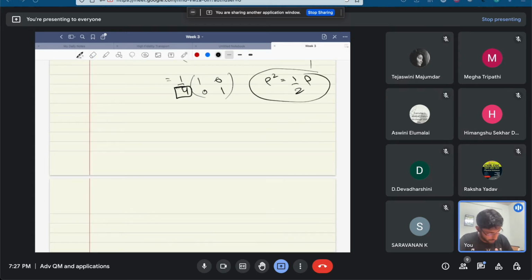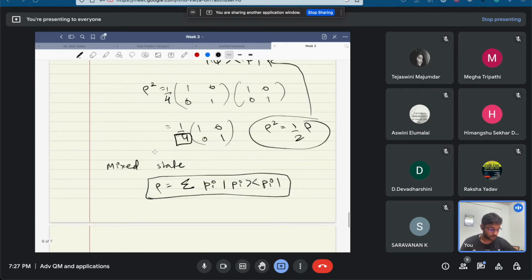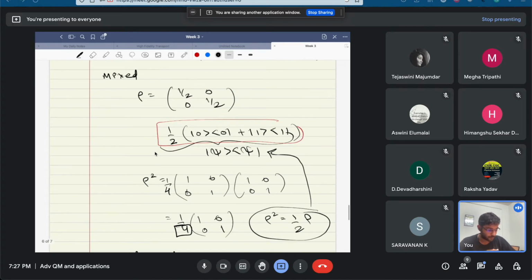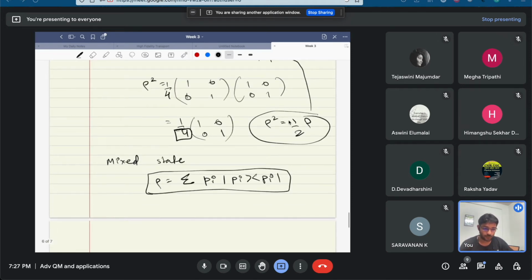Right, so a mixed state, sorry for the disruption, can always be written in the convex summation of p_i. So this is a generalized form of a mixed state. Whenever you have something of this form, you call it a mixed state. As you can see here as well, we only have the diagonal terms, so you can write this as half |0><0| plus half |1><1|, which I have written here. So this is a summation of the states, only the diagonal elements are there, and you can write this in this canonical convex summation form.